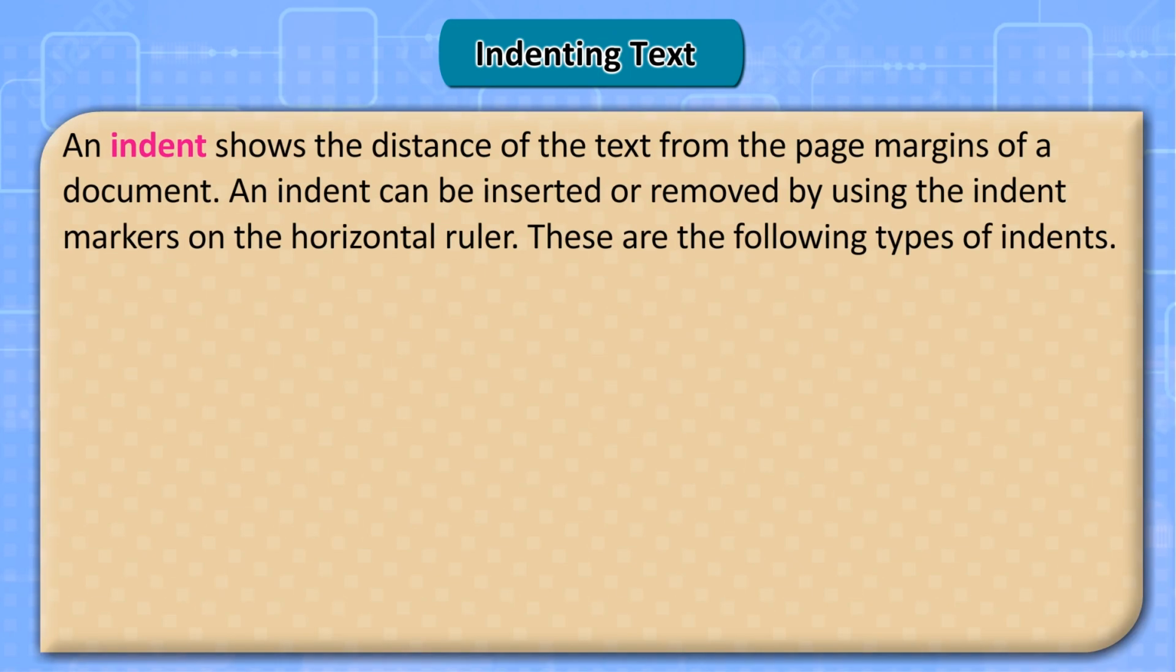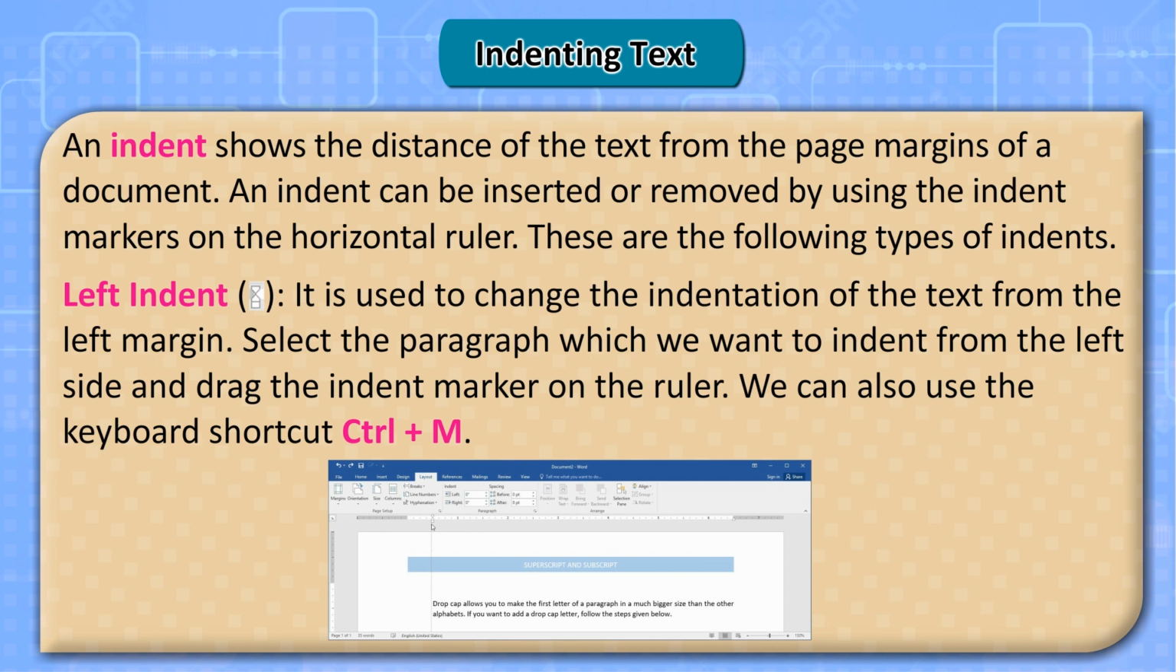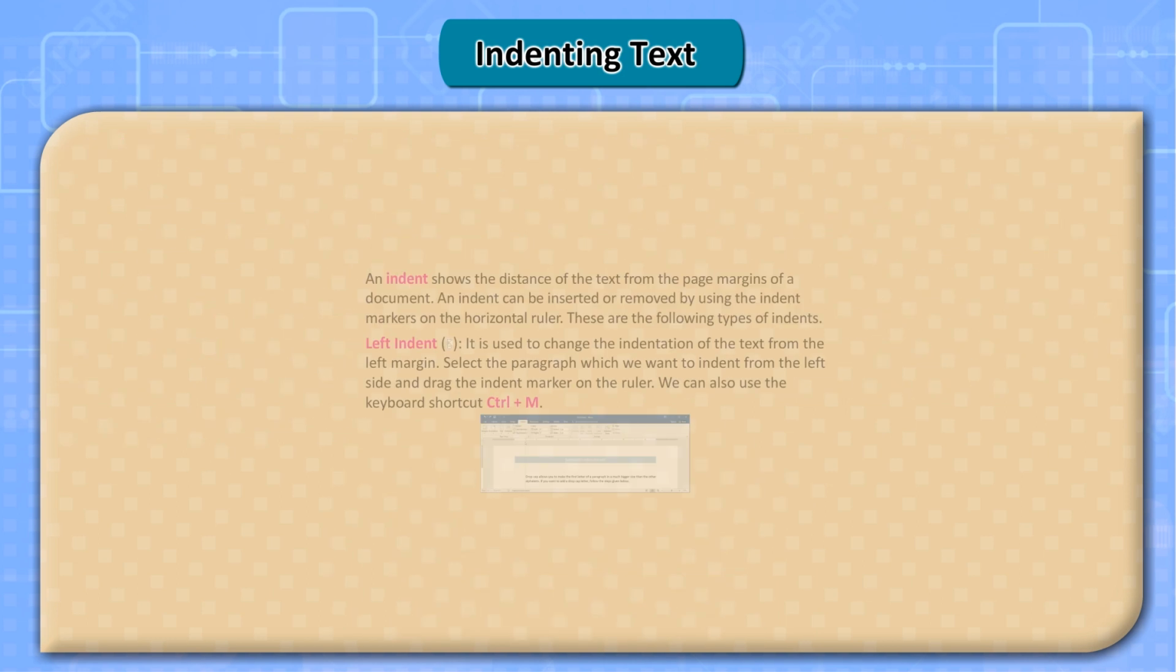Indenting text. An indent shows the distance of the text from the page margins of a document. An indent can be inserted or removed by using the indent markers on the horizontal ruler. These are the following types of indents. Left indent. It is used to change the indentation of the text from the left margin. Select the paragraph which we want to indent from the left side and drag the indent marker on the ruler. We can also use the keyboard shortcut Ctrl+M.